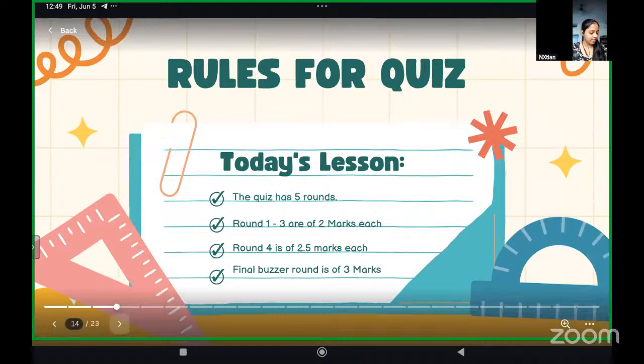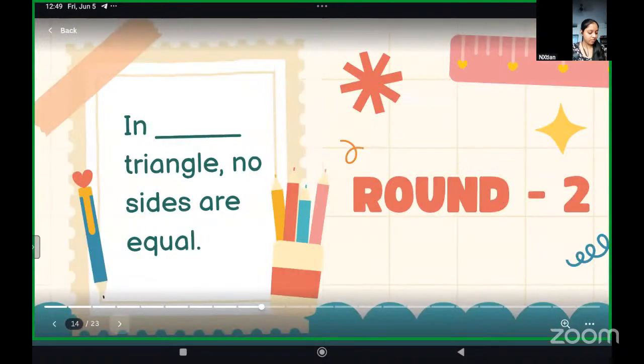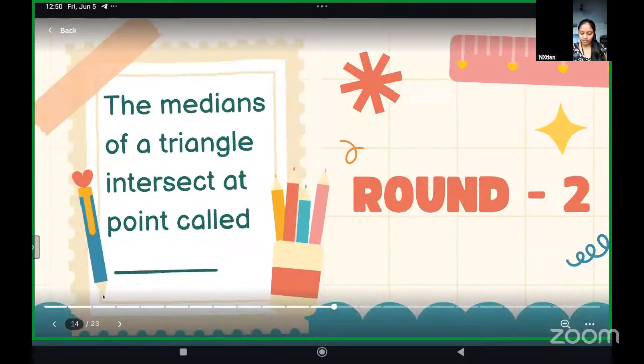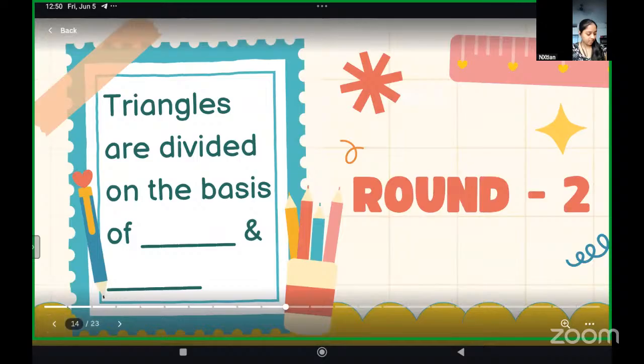See, in the first round, the fifth question, the answer to this is 6. We have 6 triangles: 3 triangles in the category of sides, 3 triangles in the category of angles. Total we have 6. Then round two, Joshua, the first question now.